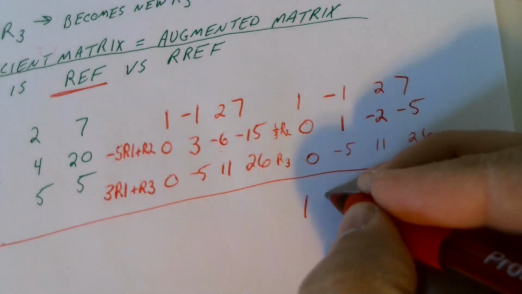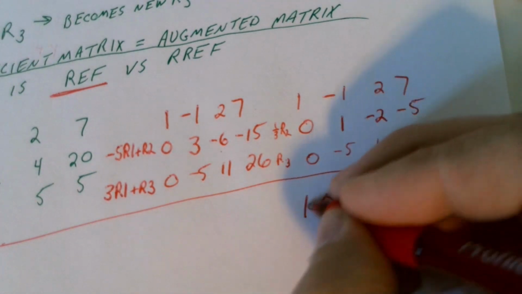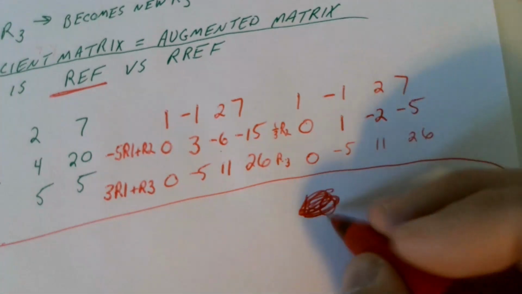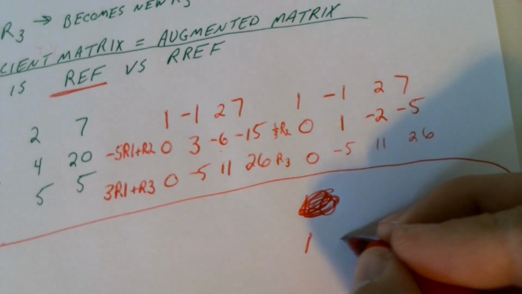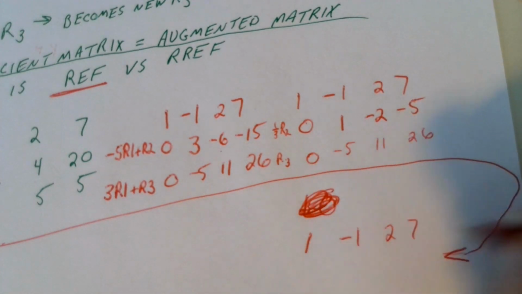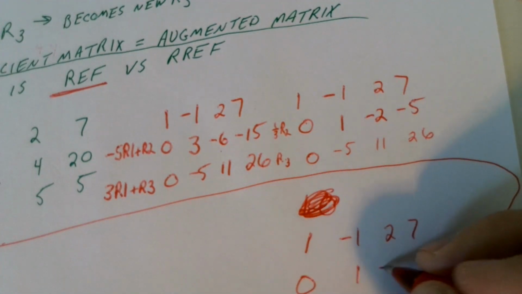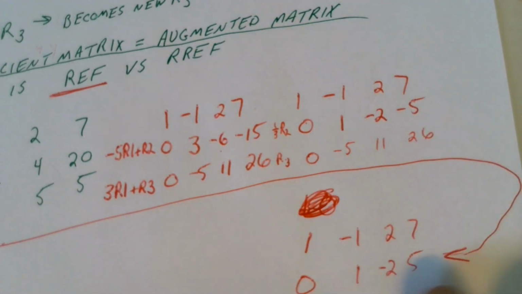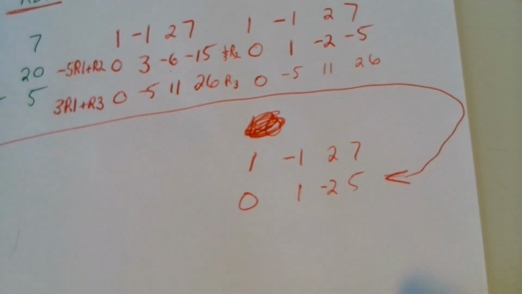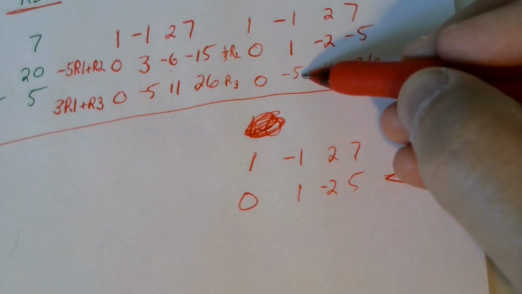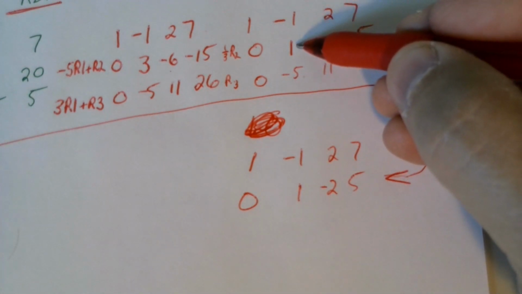I'm going to recopy number 1. My bad. Recopy line number 1: 1, negative 1, 2, and 7. I'm going to recopy line number 2: 0, 1, negative 2, and 5, because those are perfect so far, right? They got the 1, the 0, and the 1 in them. And now I need to get rid of this 5 right here. So what do I multiply row 2 by?